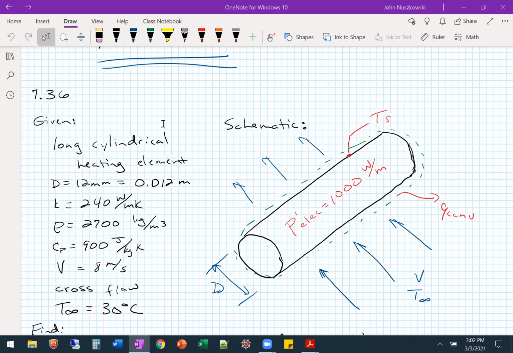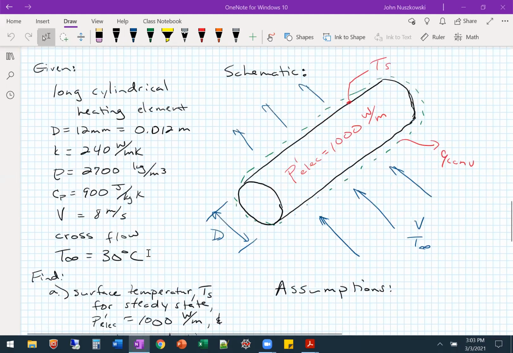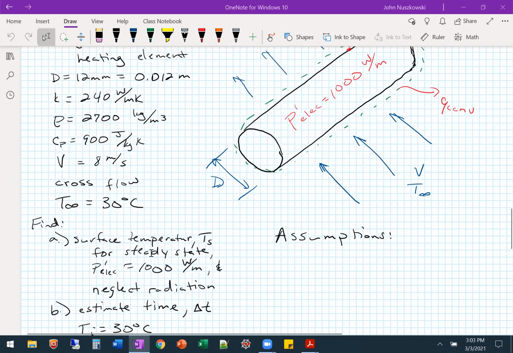All right. So now we are looking at our givens. We have our long cylindrical heating element, diameter. We have properties of that heating element. Okay, and then we have a velocity, T infinity, cross flow, and they ask for the surface temperature for steady state with that power, right? They say neglect radiation, so we'll put that over here too.